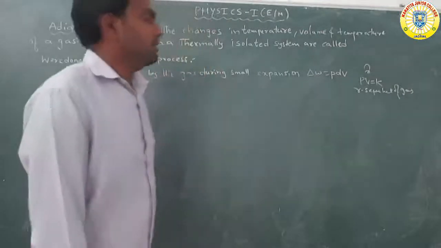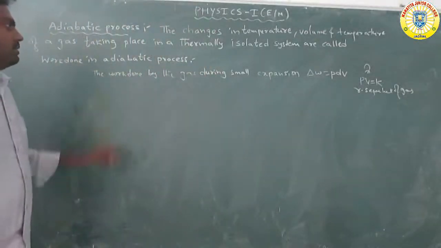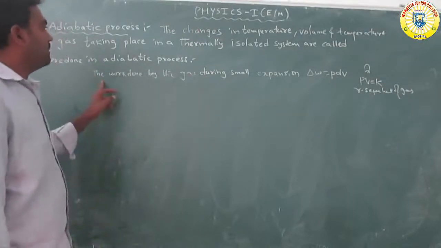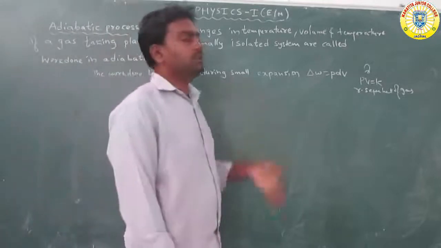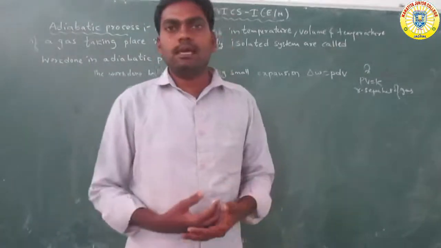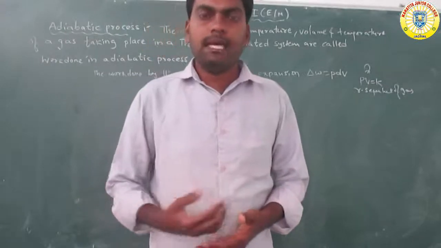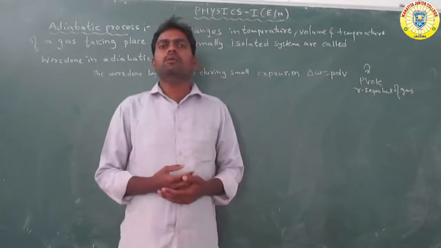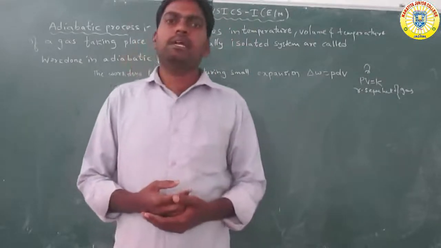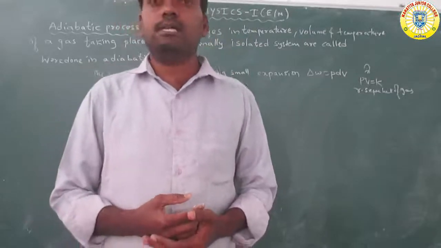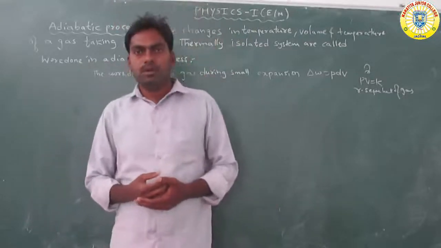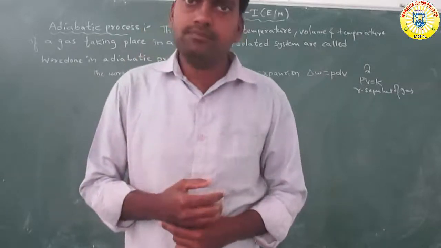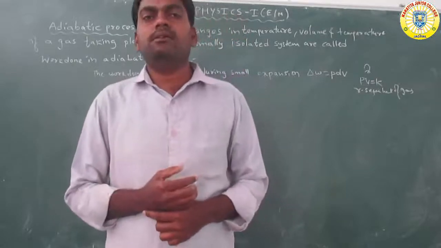Now today we discuss the work done by the gas in an adiabatic process. First of all, the gas expands adiabatically. The gas is taken at pressure P1, volume V1 and absolute temperature T1 in the initial state. It goes to the final state with pressure P2, volume V2 and absolute temperature T2. So the gas expands adiabatically.